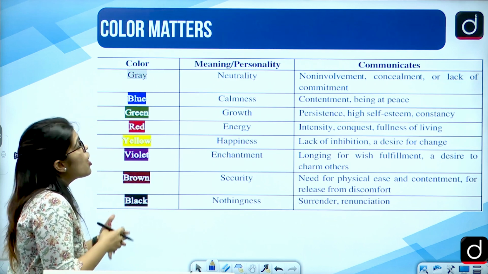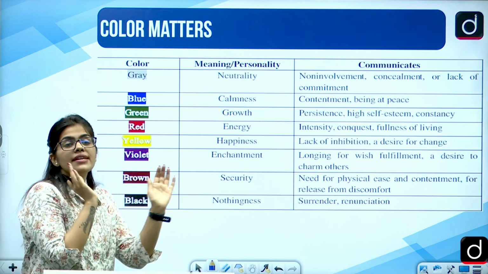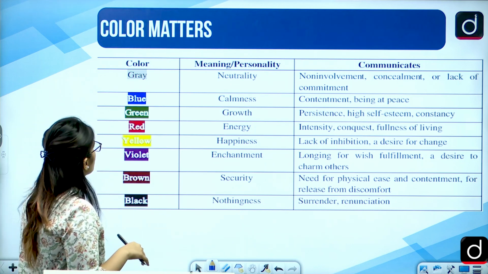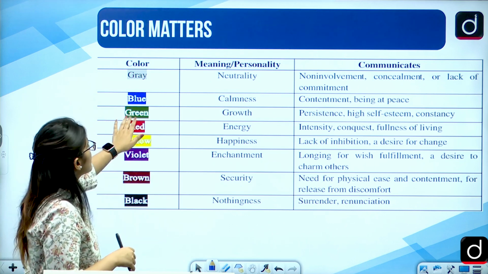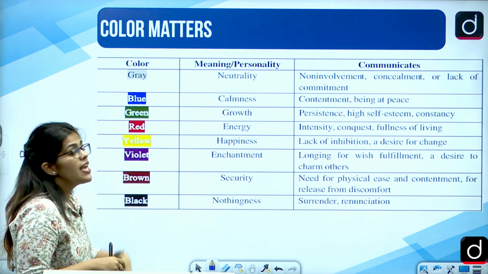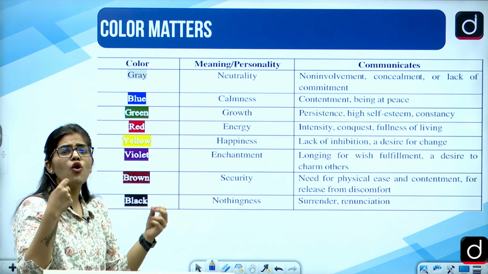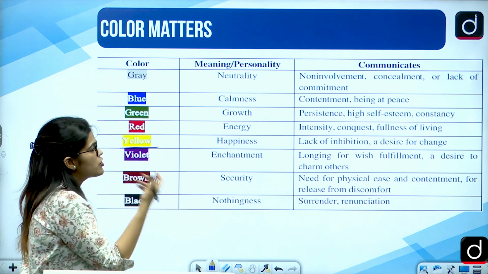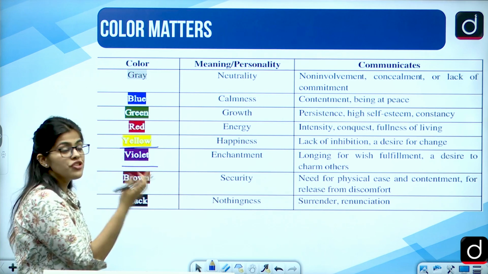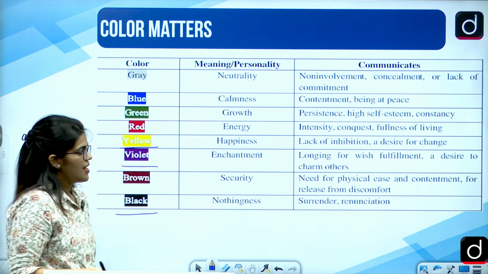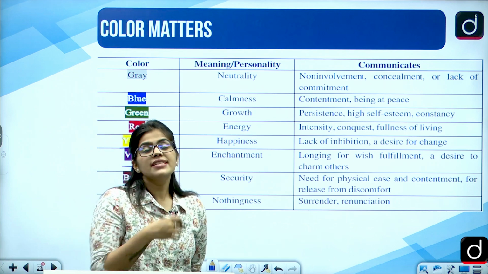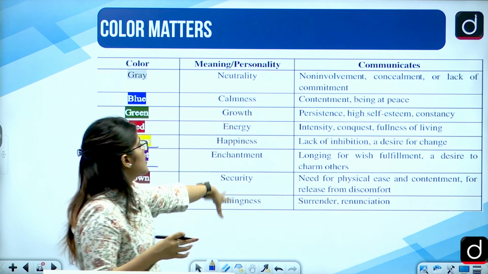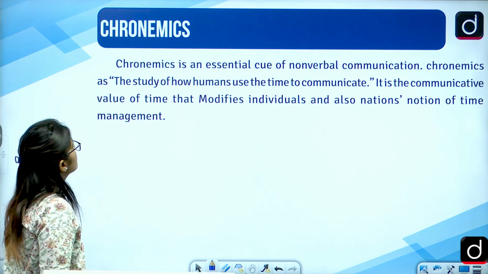We always have proper communication parts attached to the colors that we use. We know that gray stands for neutrality. We know that blue stands for calmness, green for growth, red for energy. It can also show conquest. It can show intensity, love, emotions. Then yellow sometimes shows happiness. Violet can show enchantment. Black can show nothingness. It can also show surrender, and it can show that you do not like that person. So these are the different meanings that are attached to the different colors that we use.